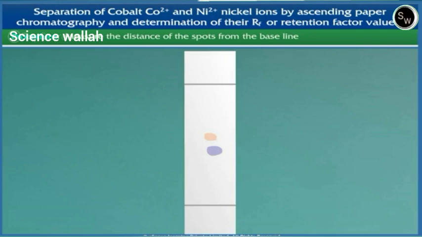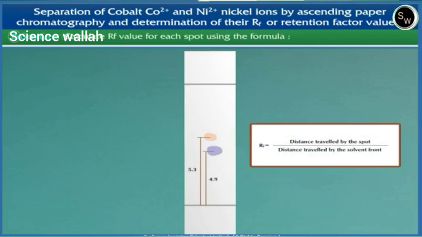Measure the distance of the spots from the base line and record your observations. Calculate RF value for each spot using the formula. Retention factor RF is the distance travelled by the spot divided by the distance travelled by the solvent front.